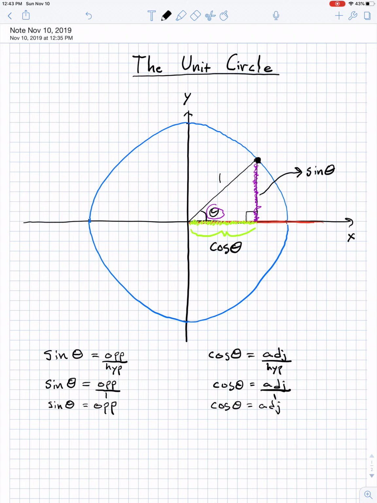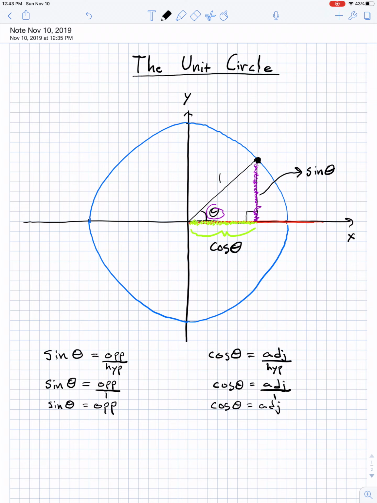Okay, so the big takeaway here is that the opposite side of the triangle in purple, if it's a unit circle, if the hypotenuse is 1, is the same thing as the sine of theta. The adjacent side of the right triangle is the same thing as the cosine of theta. If you get that fact, that on the unit circle the opposite side of the triangle is always equal to the sine of theta, and the adjacent side is always equal to the cosine of theta, it's going to make your life much easier, and that's the fact that will help us solve any problem related to the unit circle.